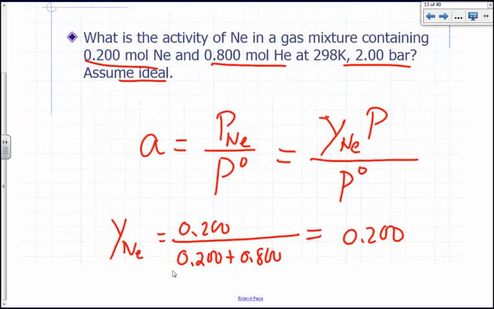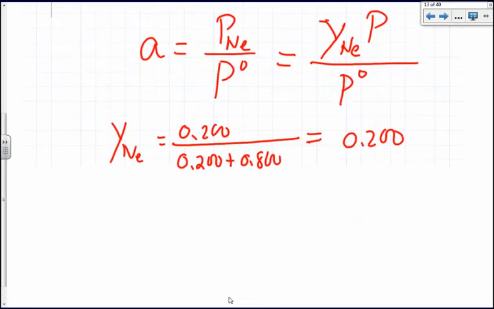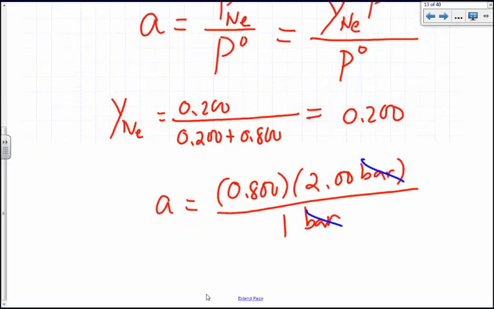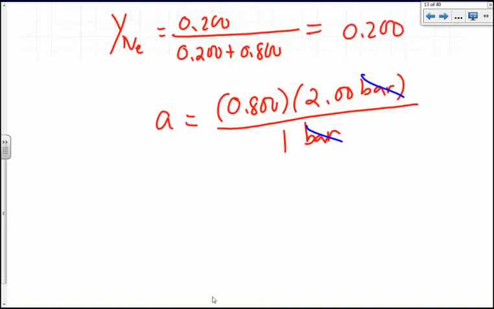So our activity would then be equal to 0.200 times the total pressure, which is 2.00 bar, divided by P naught, which is 1 bar. The bar cancels out. Activity, as we said, is a unitless quantity, and in this case, what's 0.2 times 2? That's 0.400. That's it, unitless. So the activity for neon in this case is 0.4.